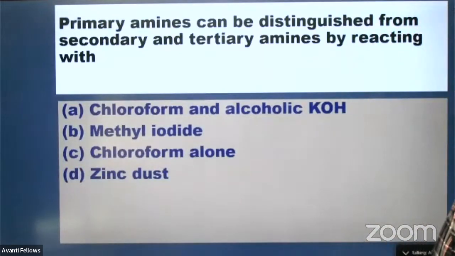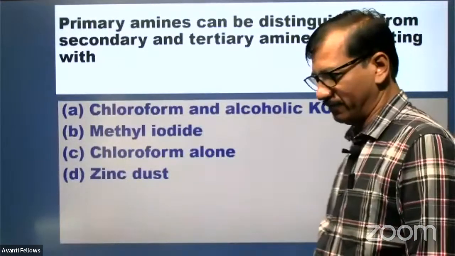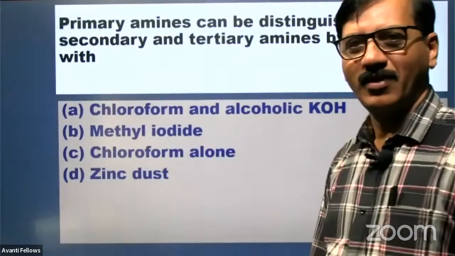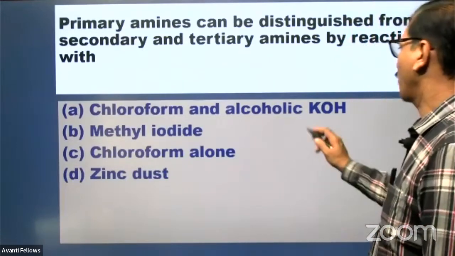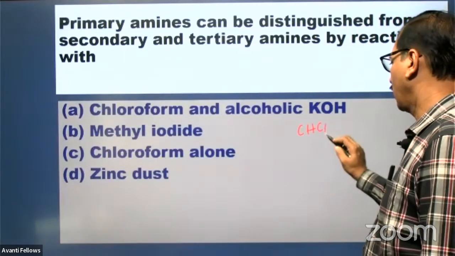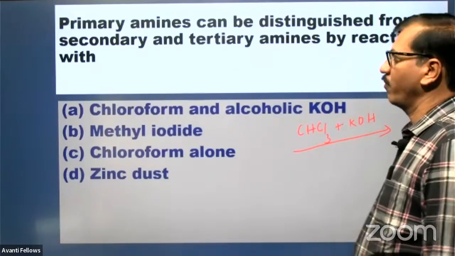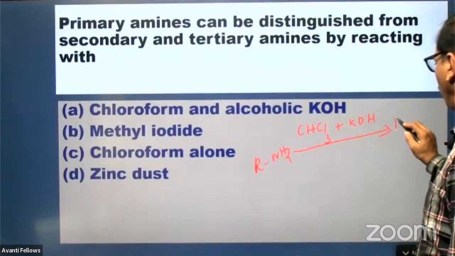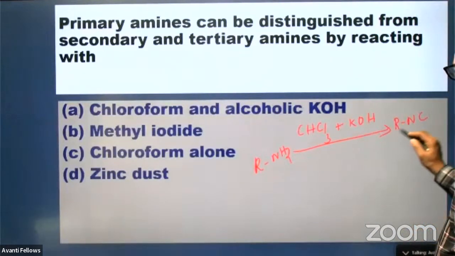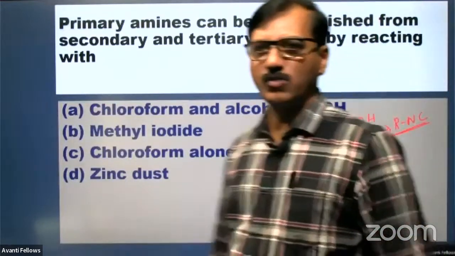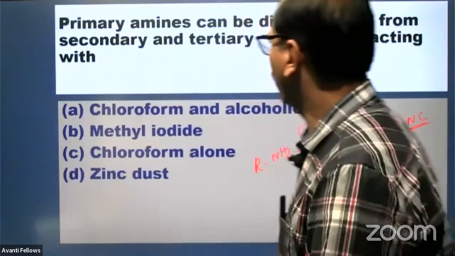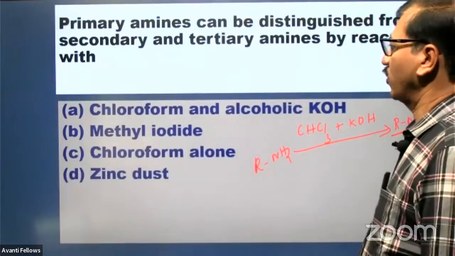Primary amines can be distinguished from secondary amines and tertiary amines by reacting with which reagent? Chloroform plus alcoholic KOH, CHCl3 plus KOH. What reaction is this? Carbylamine reaction. Primary amines with this reagent will give RNC, which has an offensive smell. Through the smell we identify, right? Therefore, this is a distinguishing test.